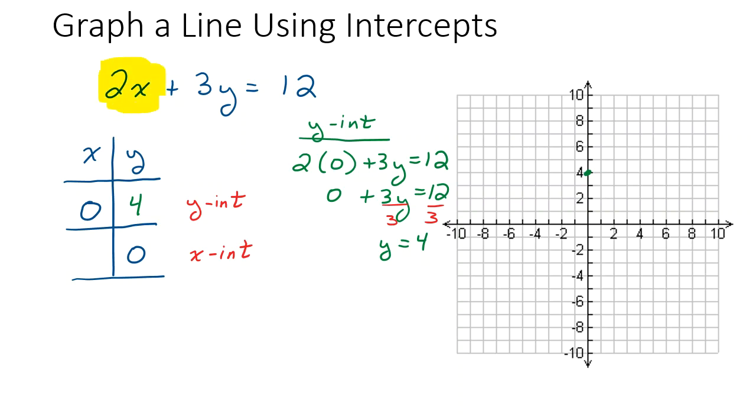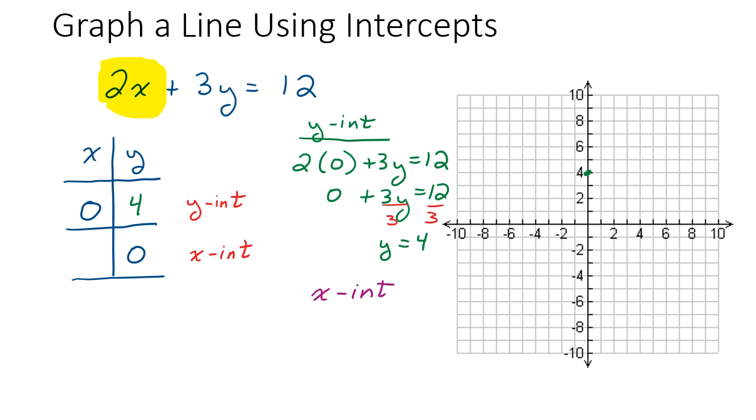So just picture that this 2x term is gone, and you're just left with the equation 3 times what is 12? That's 4. I mean, you really don't have to write all this. You can kind of do it in your head, which is the nice part of using intercepts to graph. All right, let's do the same thing with our x-intercept.